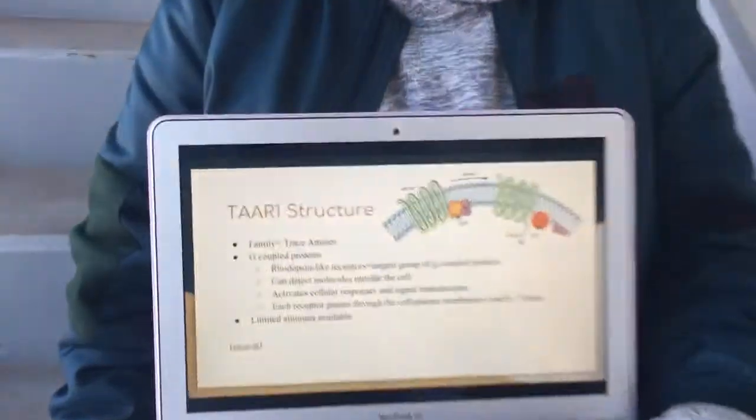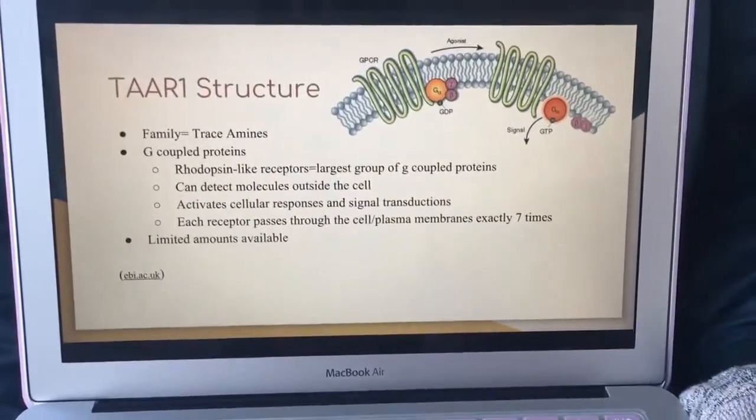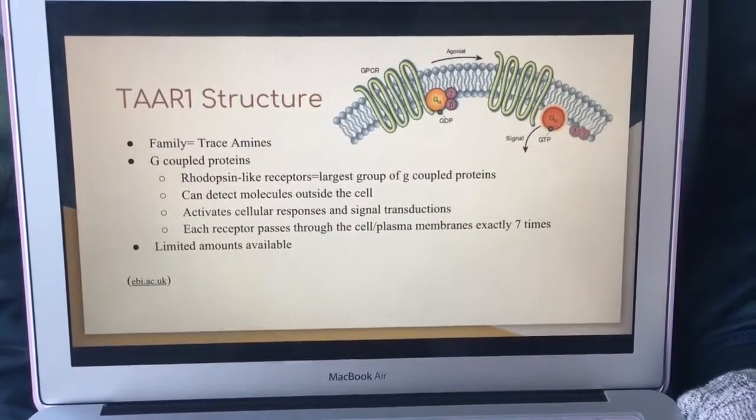The family is trace amines. They're basically like G proteins. They detect molecules outside of the cell. It activates responses and transductions. It passes through the plasma membrane exactly 7 times, and there's limited amounts available.